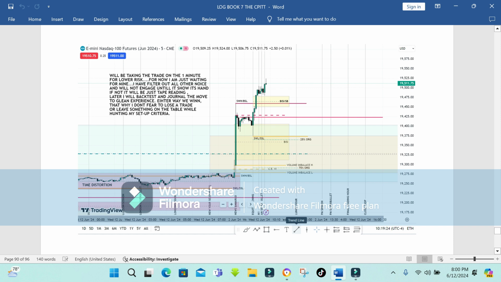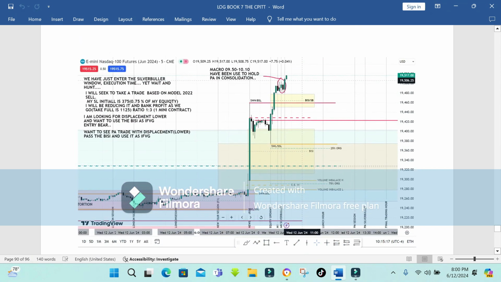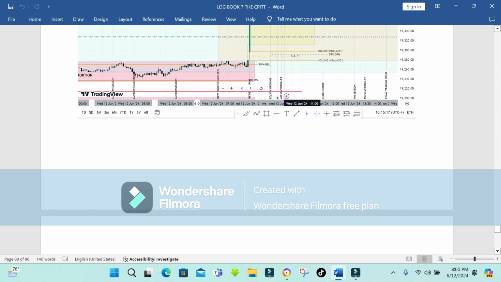I will be taking the trade on the 1 minute for low risk. For now, I'm just waiting for mine. I have filtered all other noise and so on. I think yes, when I saw this, I knew this familiar pattern. This pattern, the up close, down close, close below, is always a familiar pattern.